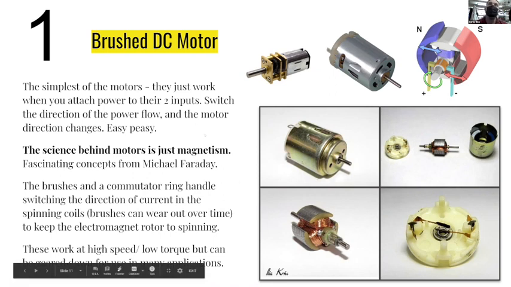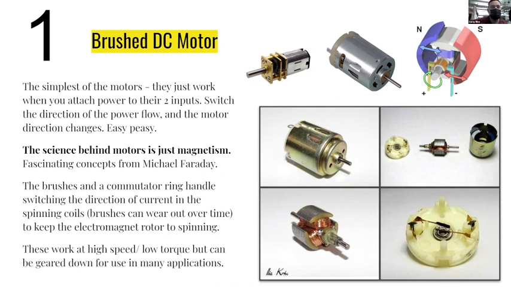Another thing about brushed DC motors is that they always need to spin quickly in order to work. They spin with low torque, so they can't push a lot of force, but they can spin really fast. Usually if you want to get torque out of a motor like this, you're going to need a gearbox to go from fast spinning to slower spinning. But by doing the trade-off in speed, you get a bunch of torque.